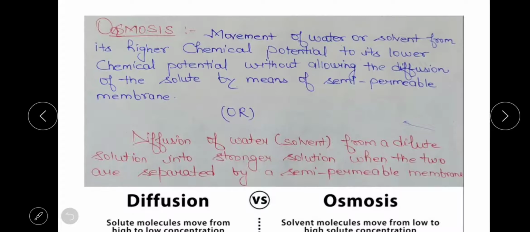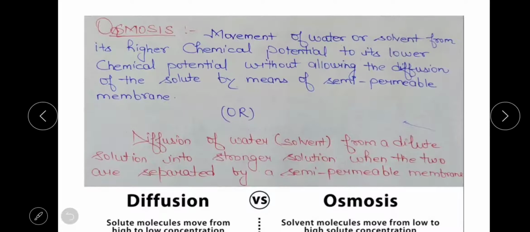So that means it will allow only the movement of the solvent or the water molecules from their higher chemical potential towards their lower chemical potential, without allowing the movement of the solutes, by means of a semi-permeable membrane. So that process is basically known as osmosis, or we can simply say it is the diffusion of water or the solvent from a dilute solution into the stronger solution when the two are separated by a semi-permeable membrane.